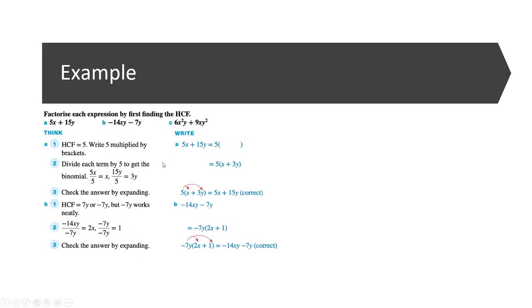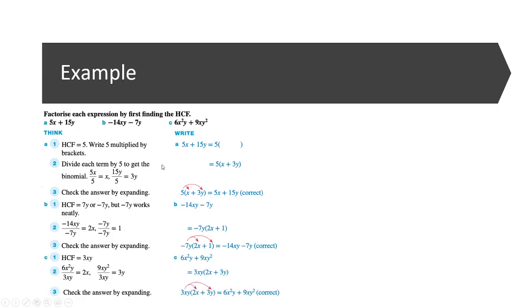Now this last one, let's go through it again. Our highest common factor is 3xy. 3 goes into both 6 and 9, there's an x in both of these, and there's a y in both of these. So we put that out the front of the brackets, and then we divide each term by 3xy. 6x squared y becomes just 2x, and 9xy squared divided by 3xy becomes 3y, and then we put them into the brackets. We double check it again by expanding it out, and our expression is the same as what we started with.